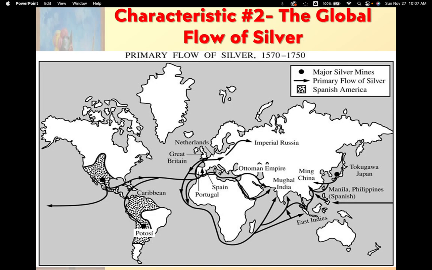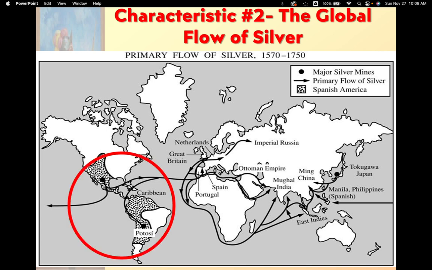The second characteristic of this new global web of interaction is the global flow of silver. Now, this is a big change because before we had the Afro-Eurasian flow of gold. Silver was traded between the Americas and Europe onward to China and India from the 16th to the 18th centuries and had a profound effect on the world economy. The start of the silver trade is considered to be the beginning of the global economy.